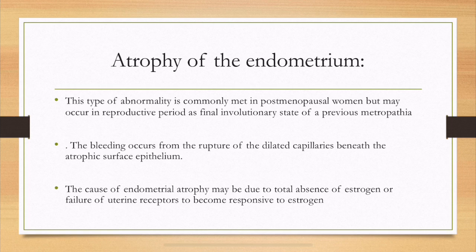The cause of the endometrial atrophy may be due to total absence of estrogen. The atrophy of the endometrium can occur because of the total absence of estrogen, or failure of the uterine receptors to become responsive to estrogen. Either there is absence of estrogen, or the endometrium is becoming unresponsive to estrogen. Because of these two causes, there is atrophy of the endometrium.